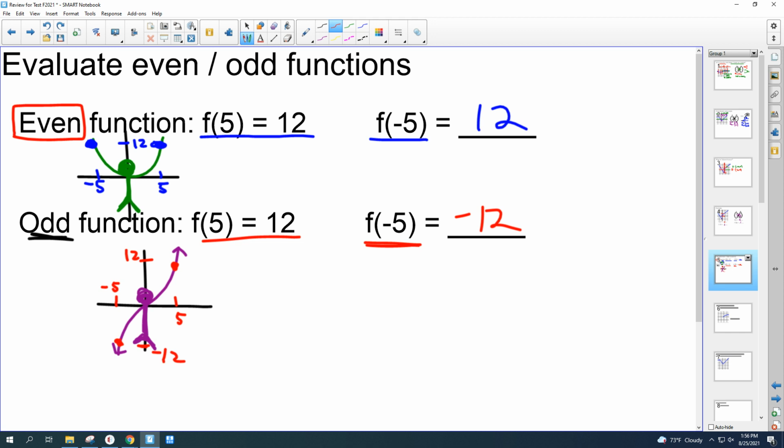So odd even, it really helps me if I draw this picture, okay? An even function, the arms are in the same. They're either both up or they're both down. An odd function, one of them's up and one of them's down. And so you can look at it this way. When these two are opposites, these two are the same. But when these two are opposites, these two are opposites.